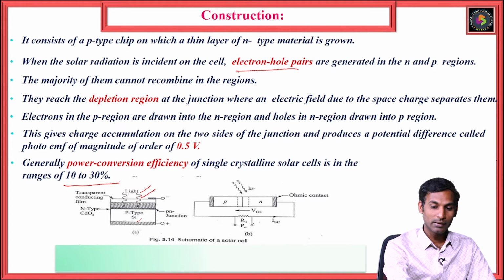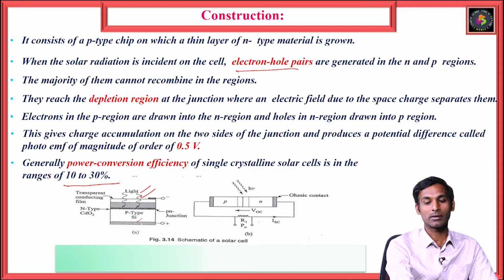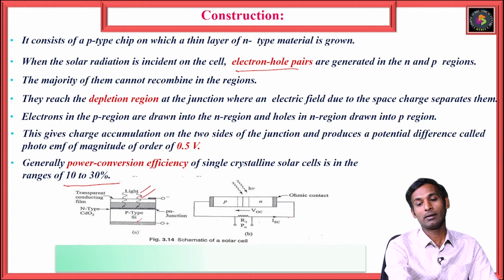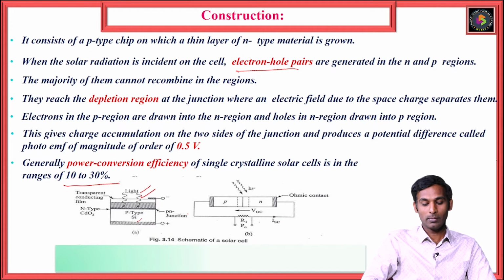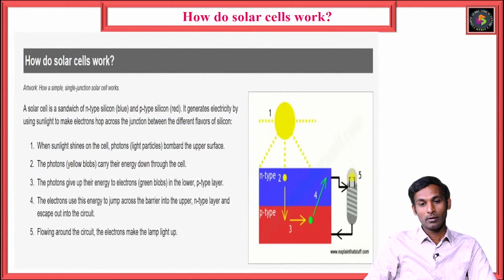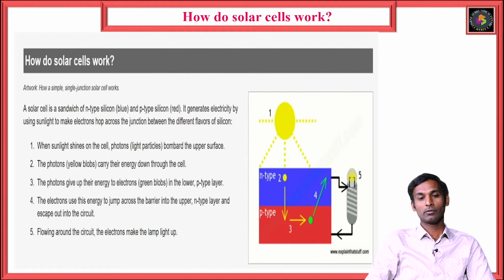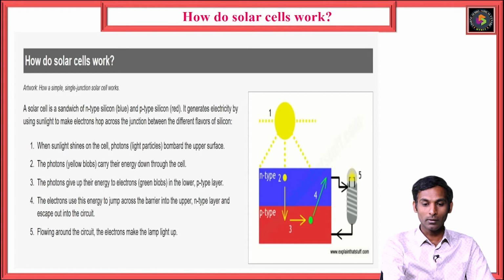This is the schematic diagram for the solar cell. In this diagram we can see the ohmic contact. Ohmic contact indicates that electrons will reach into this region. That is how the electric current will be produced. This is about the construction side. Basically, from the construction point of view, this is how the solar cell works. This is one of the important diagrams for the solar cell.